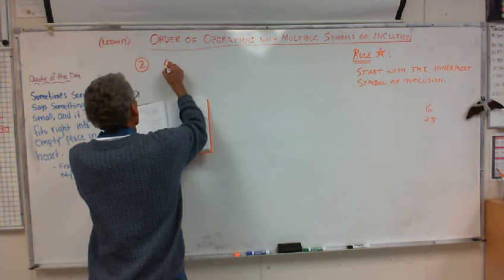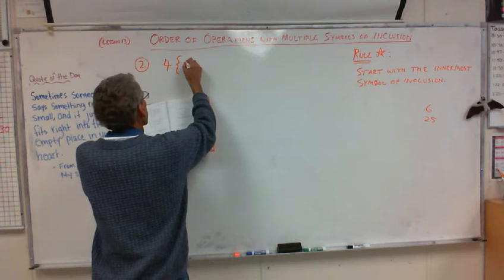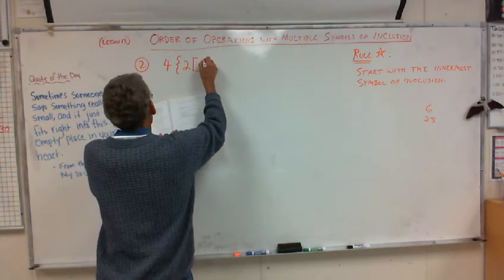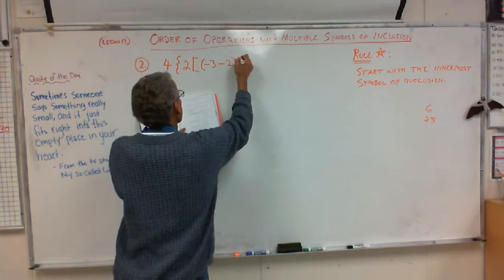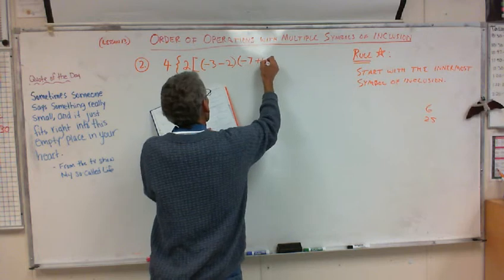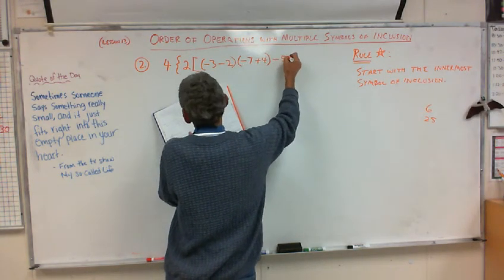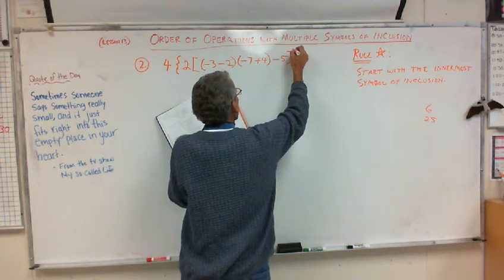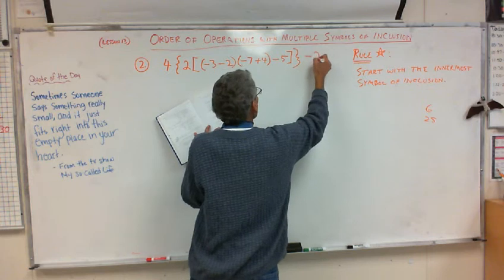So 4. Now we're going to use a brace. They're kind of hard to draw. You have to get used to them. All right, and then parenthesis, -3 minus 2, parenthesis, -7 plus 4, parenthesis, minus 5, bracket, and then a brace, and then a minus 2.